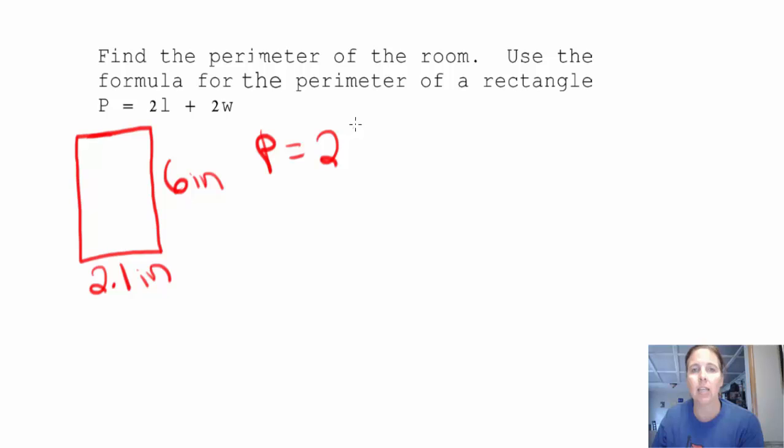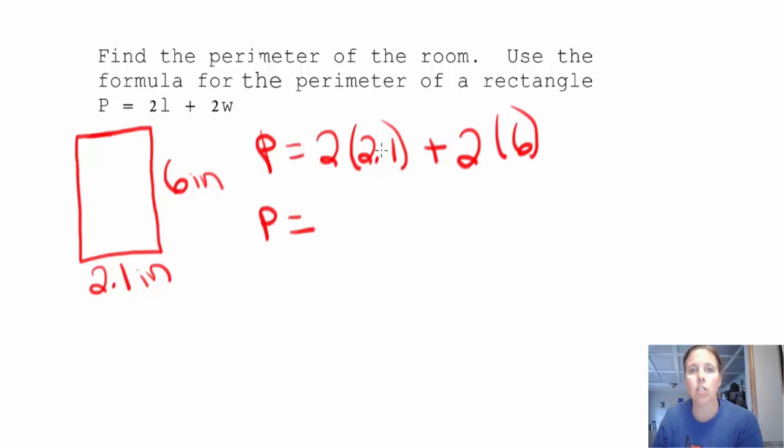So 2 times the length. It doesn't really matter which one you pick for length and which one you pick for width, as long as you pick two different ones. So this is 2 times 2.1, which is 4.2, and 2 times 6, which is 12. I'm checking my math. And then we just add.